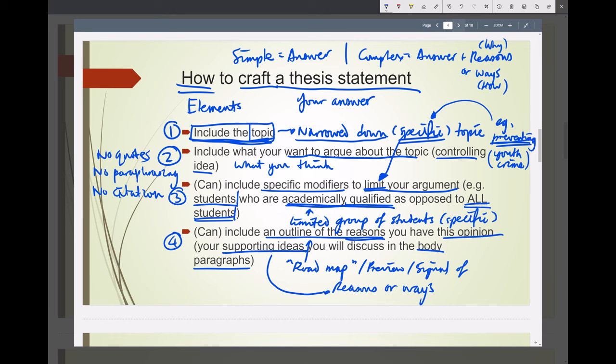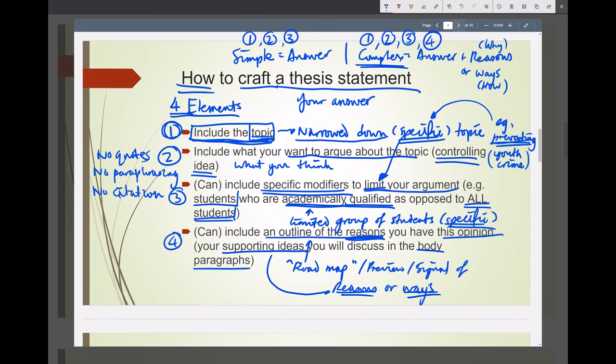So these are the 4 steps, okay? That has 4 elements. First one, it needs to have the topic. Second, you need to have the controlling idea. Then you can have specific modifiers in your controlling idea to talk about specific people or groups of things. And you can also add your reasons or ways to make your thesis statement a complex thesis statement. So your simple thesis statement can have steps 1, 2, and maybe even 3. But your complex one is going to have all 4 of these elements pretty much for sure.